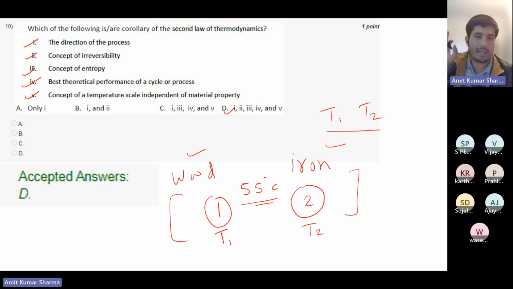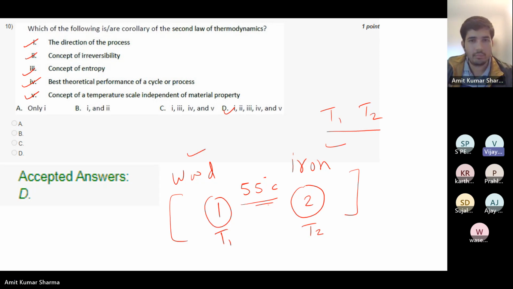One is wood, one is iron. They are in open atmosphere. The temperature of the atmosphere is 55 degrees. Chair 1 is having temperature T1, chair 2 temperature T2. So what about the temperature T1 and T2? Will they be equal? Will T1 be greater than T2 or T2 greater than T1? Now please tell me one by one.